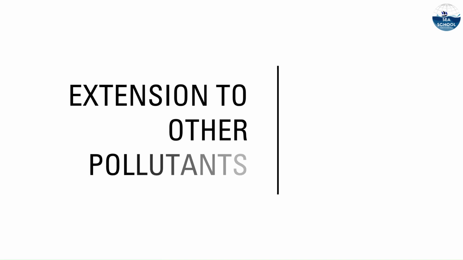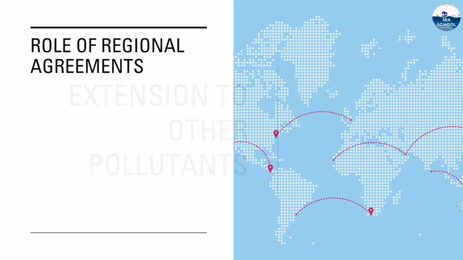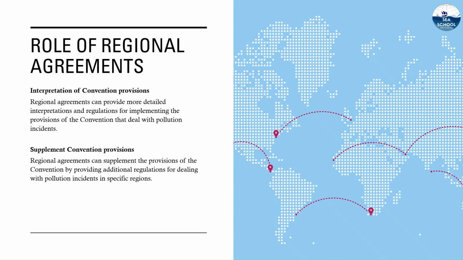The convention has been extended to cover other pollutants, such as hazardous and noxious substances. Regional agreements, such as the Convention on the Protection of the Marine Environment of the Baltic Sea area, have also been developed to address specific regional concerns. Regional agreements can supplement the provisions of the convention and provide more detailed regulations for dealing with pollution incidents in specific regions.